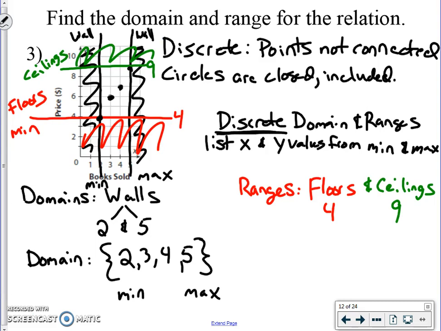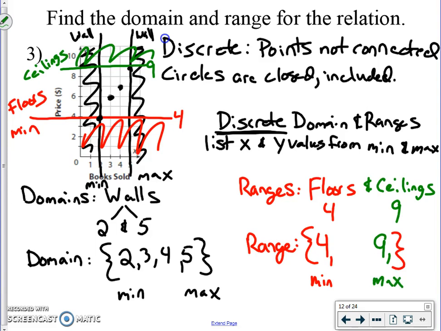For my range, I should say, in the brackets, my minimum value is 4. My maximum value is 9. And the y values in between are 6, 7, and then 9.